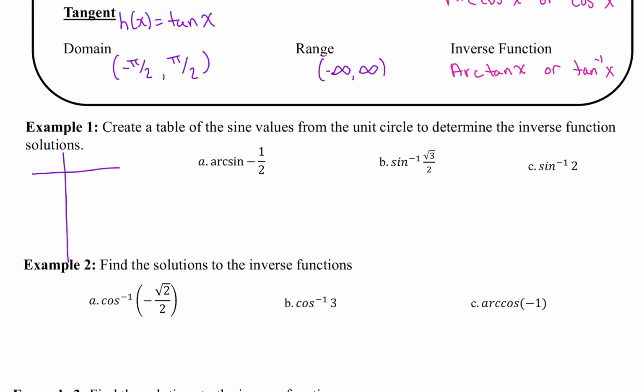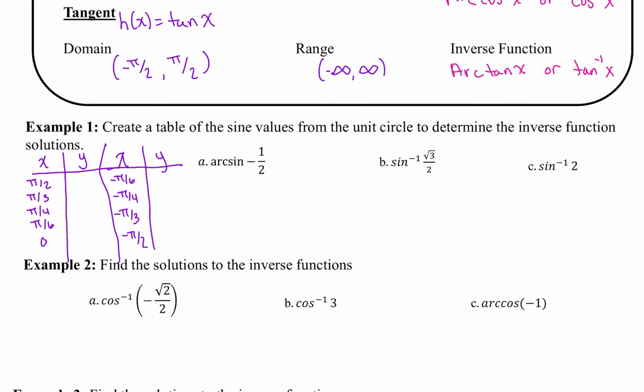I'm going to create a little table here. We'll put our x and our y here. So we know that if we start at the top of our unit circle, we've got pi over 2, pi over 3, pi over 4, pi over 6, and 0. I'm going to run out of room, so we'll make this our negative ones. Then if we go down negative, we've got negative pi over 6, negative pi over 4, negative pi over 3, and negative pi over 2. So we have to think about our unit circle and come up with what's going on there. These are two separate tables, just put that there so we can clearly see that.